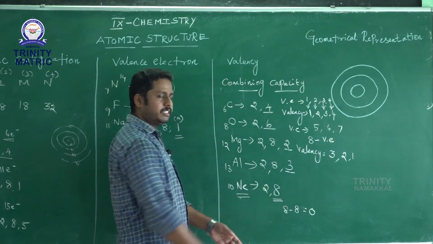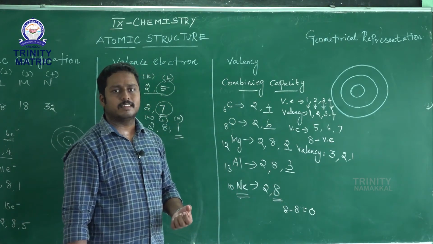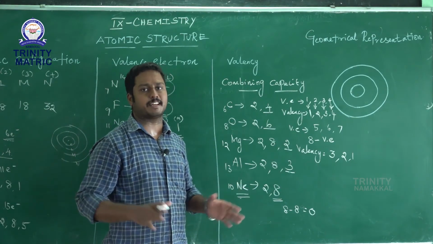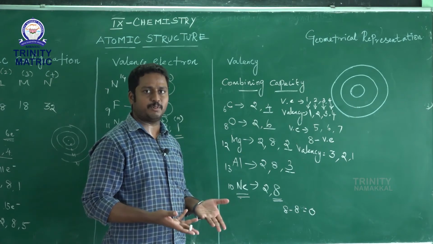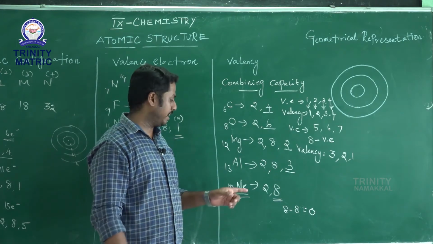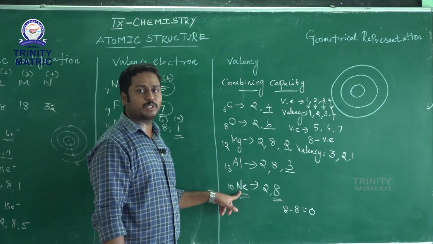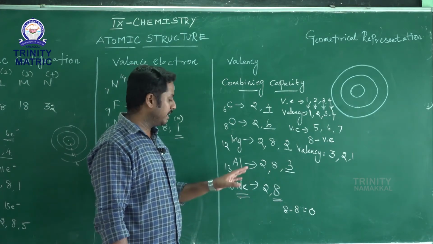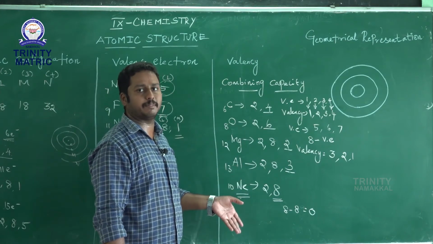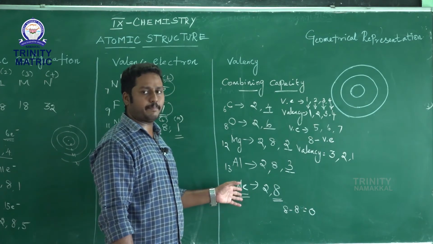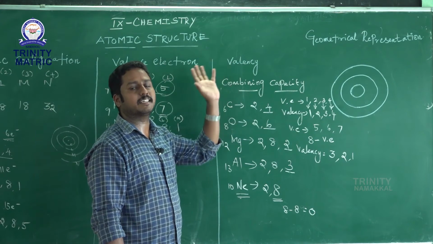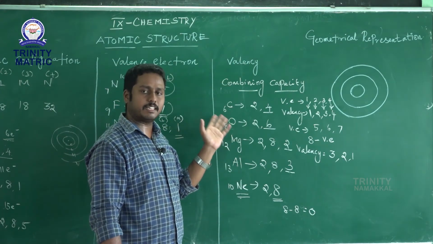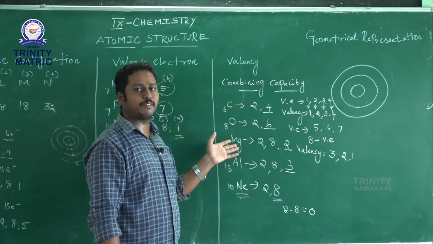So neon's valency is 0, which means what? Combining capacity is 0, which means it does not combine with any other element. So neon belongs to the noble gases or inert gases. It doesn't combine with any other element. It is always present as an individual element. Okay, so the valency is nothing but the combining capacity of the element. If you know how to write the electronic configuration, then you can easily find the valency of the element.